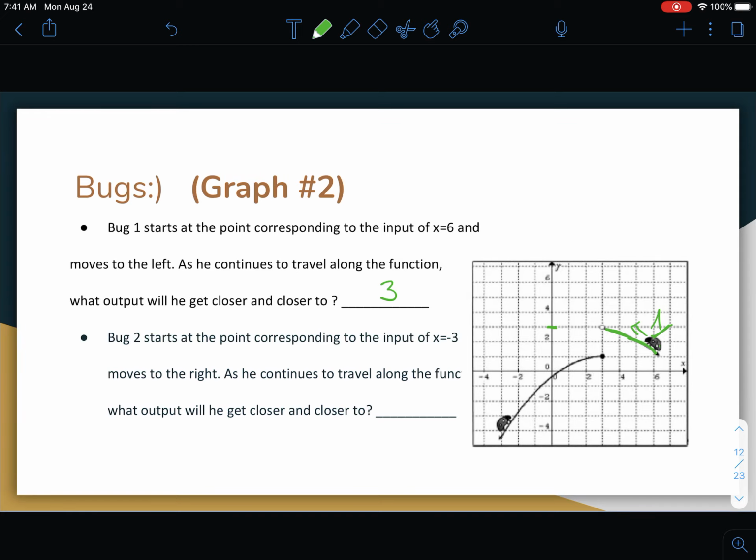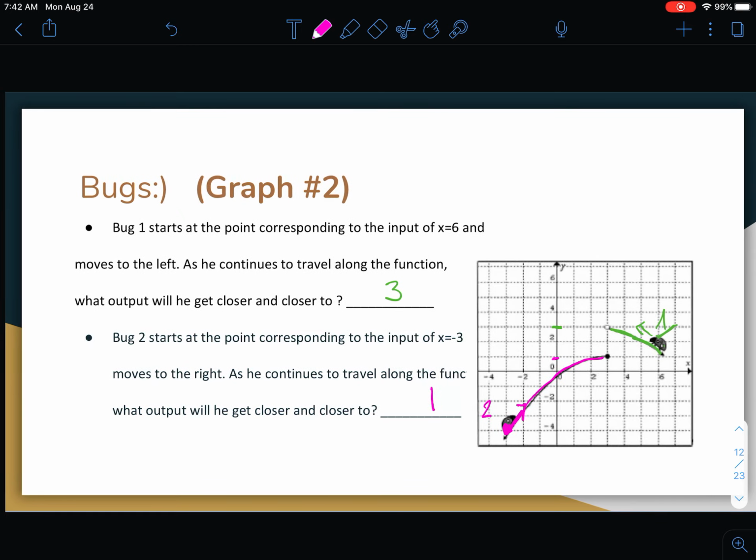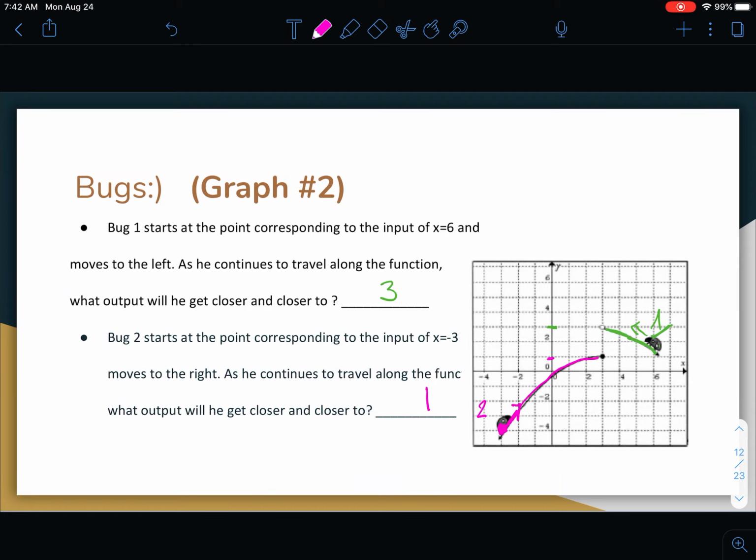The second bug is going to start right here at the point corresponding to x equals -3. So here's this guy's start. And he's moving to the right. He's going to go and go and go. And what is he getting closer to? The output of 1. So what we're going to do is think about traveling from the right, like bug number 1 here. And we're going to think about traveling in from the left. And we're going to see where they are getting closer to.